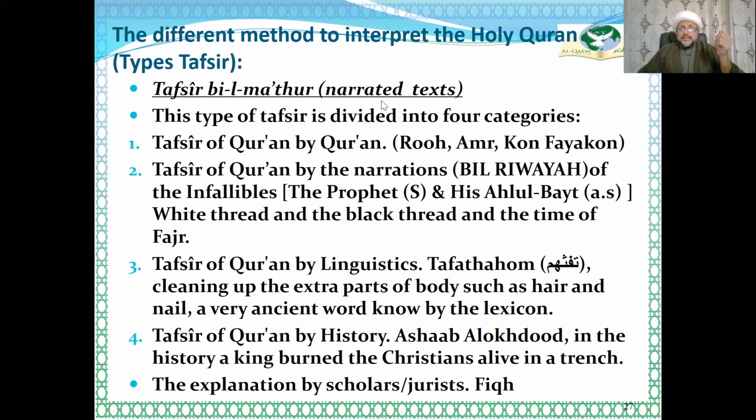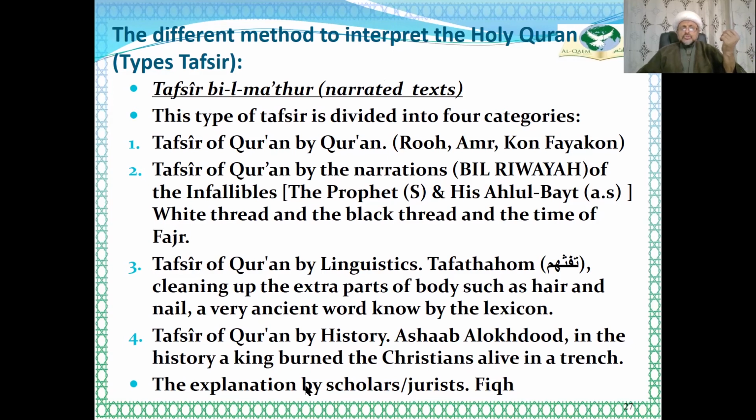So this is number one, tafsir of the Quran in these four categories. Quran by Quran, the best method. Then Quran by Hadith. If the narration is strong, then it's a conclusion. If the narration is not strong, it gives us probability. Tafsir of the Quran by linguists. And then also tafsir of the Quran by history, to get information from history. So we have an ayat, but we don't know. There's no hadith, there's no ayat. So we look into history. Who are these people of Ukhdud? We find those who are noble Christians, and they were burned alive in a trench.